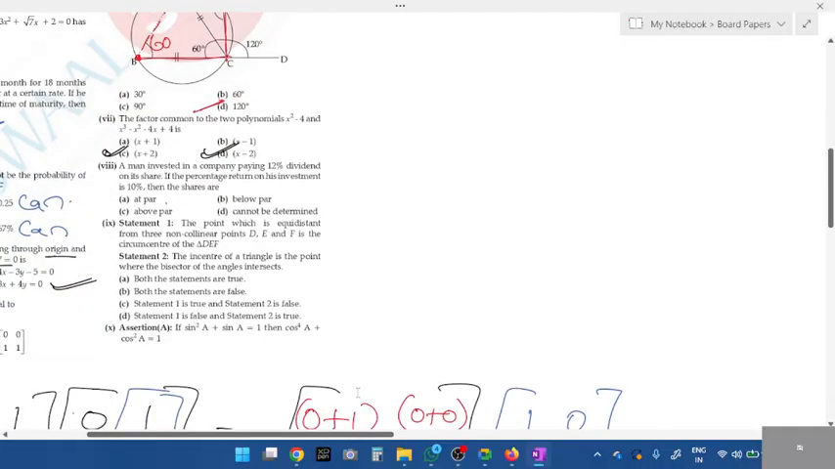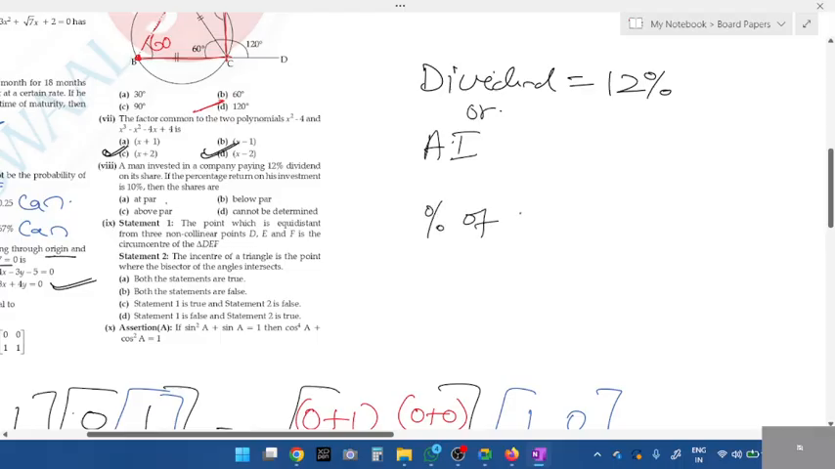Now back to this question. This has nothing to do with a formula. It's a logical question, students. A man invested in a company paying 12%. What is the dividend here? Dividend is 12%. Dividend is also known as what, students? Dividend is also known as annual income. What is the percentage of return, or rate of return? Rate of return is 10%.